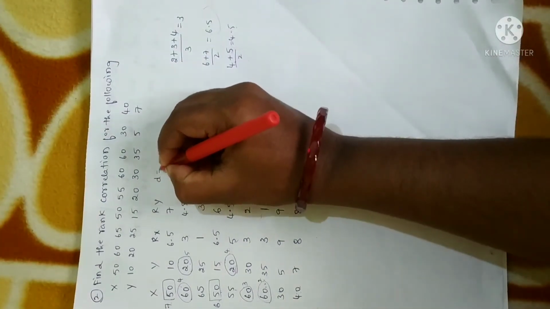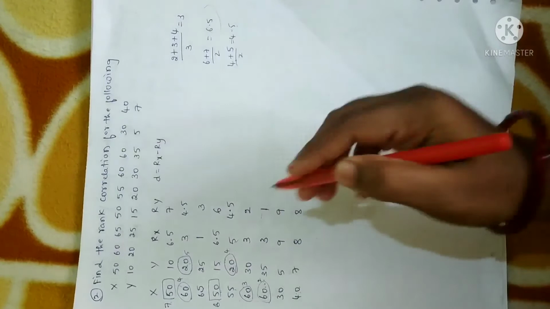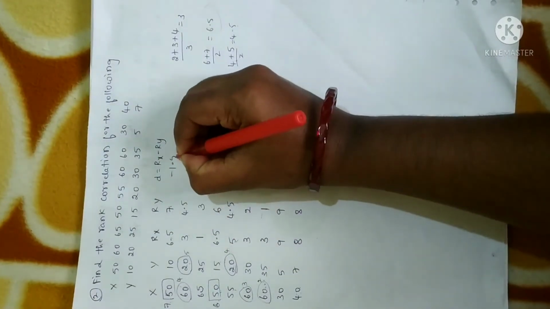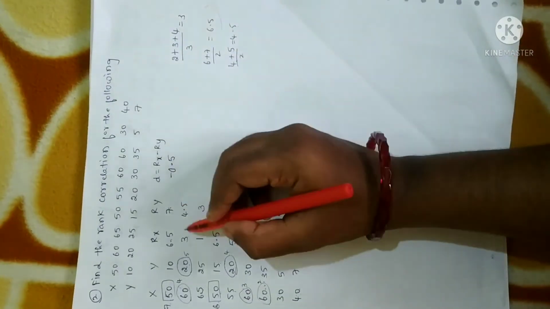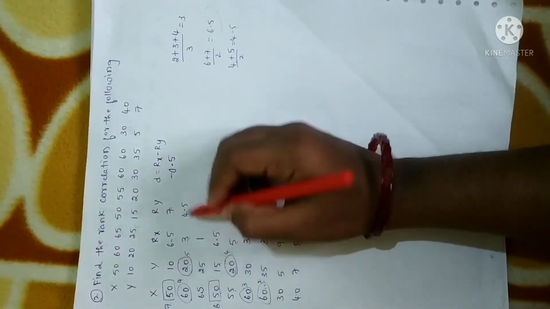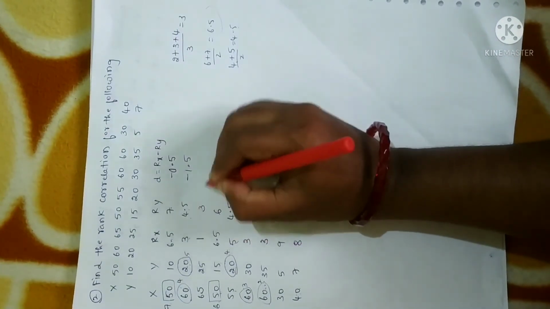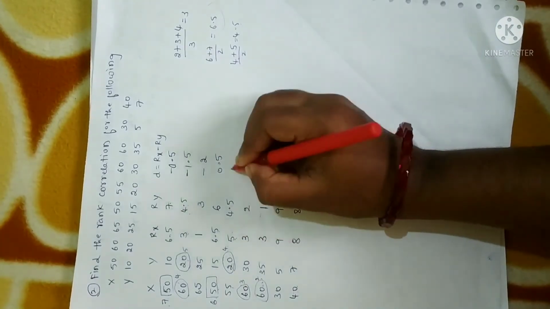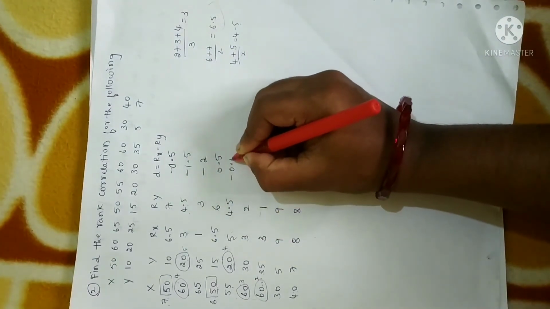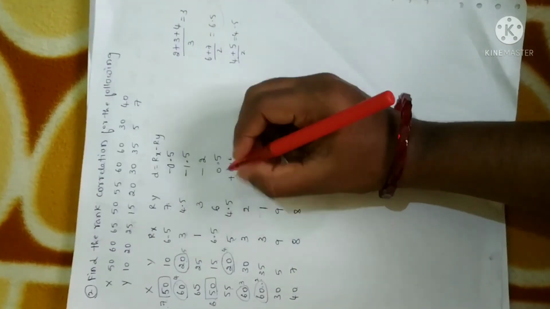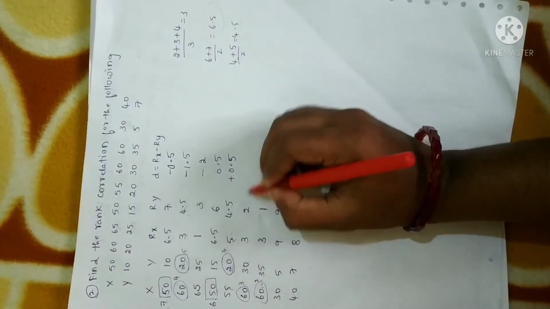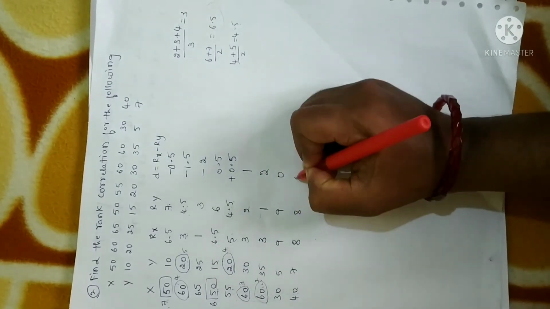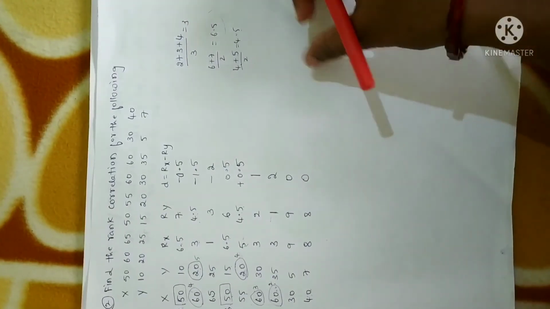Next you have to calculate D. It is given by Rx minus Ry. Now subtract Ry from Rx. So 6.5 minus 7 is minus 0.5. Next 4.5 minus 3 is 1.5. 1 minus 3 is minus 2. 6.5 minus 6 is 0.5. 5 minus 4.5 is 0.5. Plus 0.5 only. 3 minus 2 is 1. 3 minus 1 is 2. 9 minus 9 is 0. 8 minus 8 is also 0. Clear? So the D value is done.